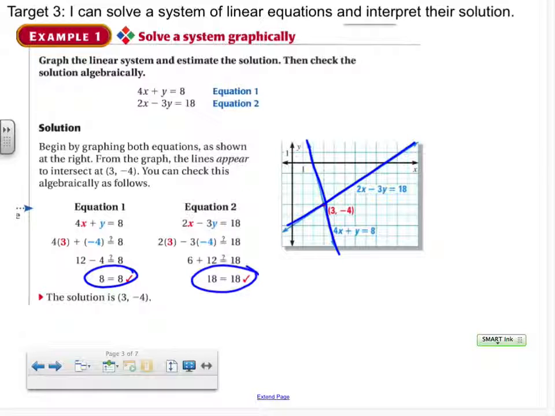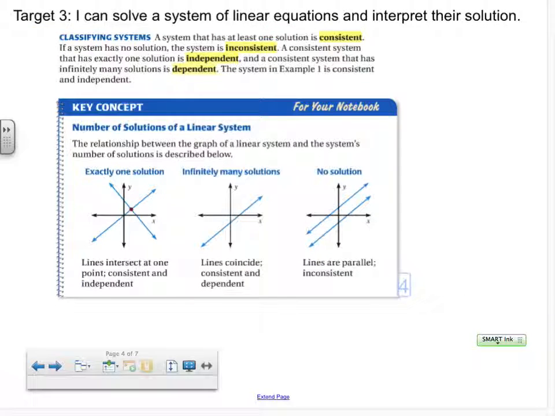Most of the times you're going to find one solution, but not always. There's 3 different situations that could arise. You could come up with one solution. This is called a consistent and independent system. We call it consistent because there's a solution, and we call it independent because we got 2 different lines that are finding that solution. We got one solution for those 2 lines.